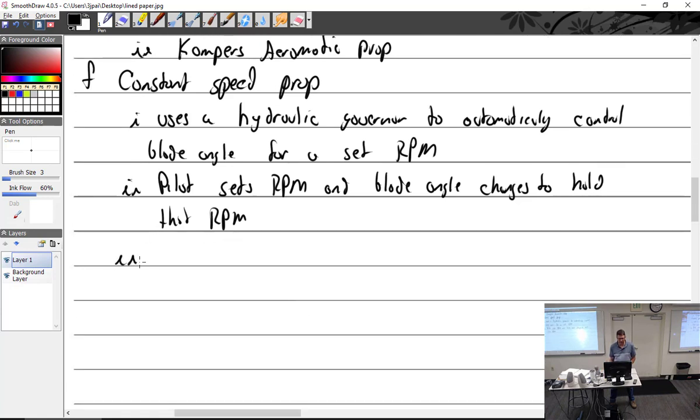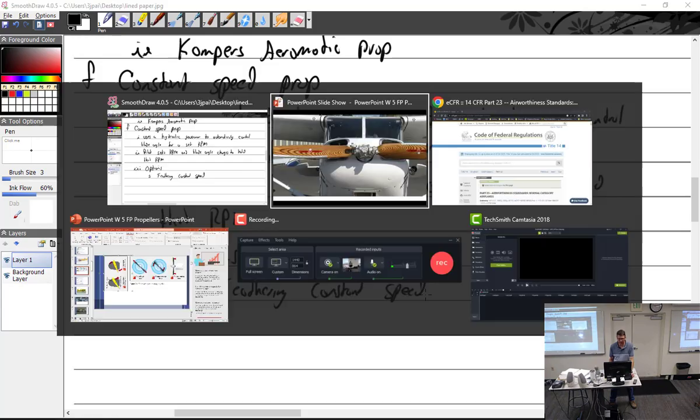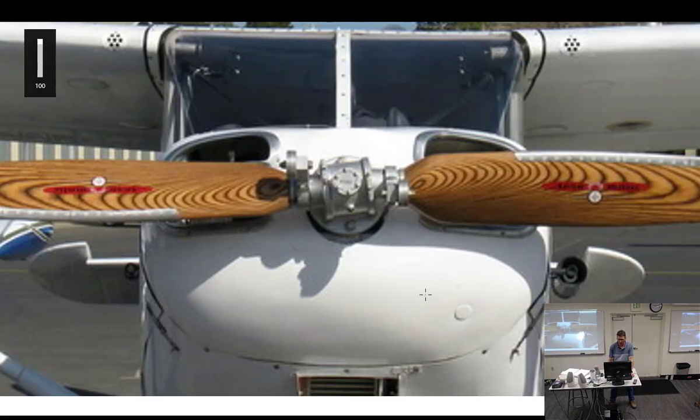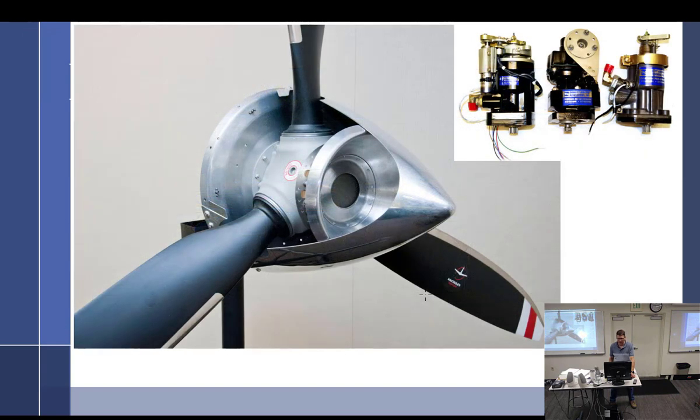Let's see. We have some options here. We talked about options. We have the feathering constant speed. Let me see what I got for pictures. Constant speed. There we go. Constant speed prop. These are our governor options up here. It looks like it's got a speed sensor on it, I think. This one's electric. The other ones are push-pull. So we got a constant speed.